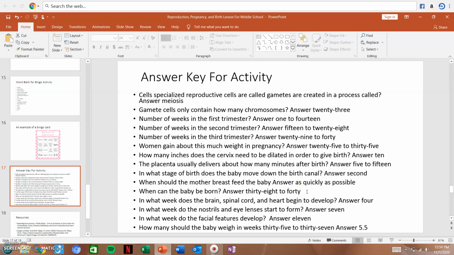When can the baby be born? Answer: 38 to 40. In what weeks do the brain, spinal cord, and heart develop? Answer: 4. In what weeks do the nostrils and eye lenses start to form? Answer: 7. In what weeks do facial features develop? Answer: 11. And how much weight should the baby be in weeks 35 to 37? Answer: 5.5.